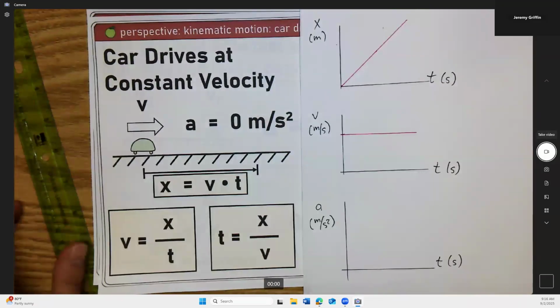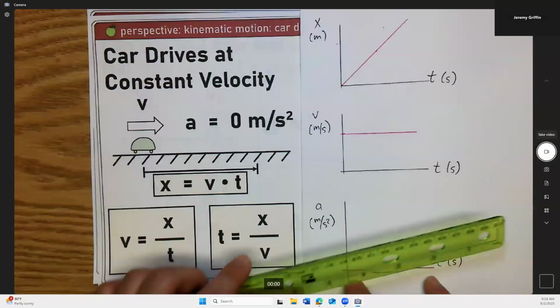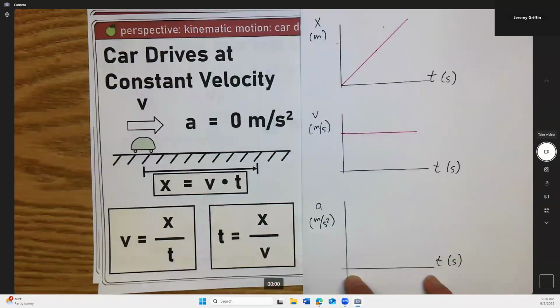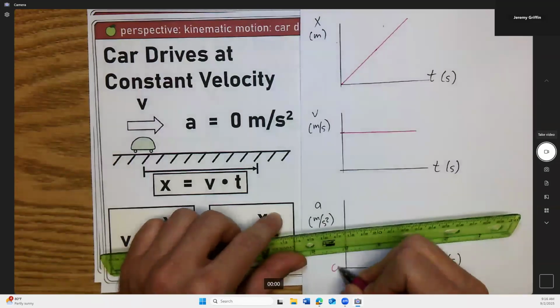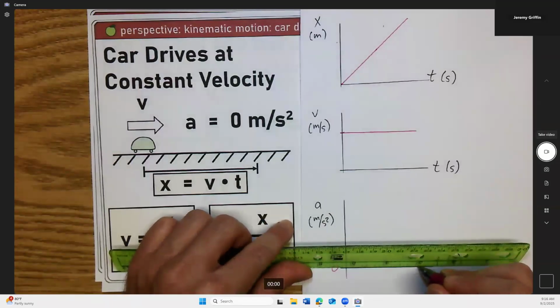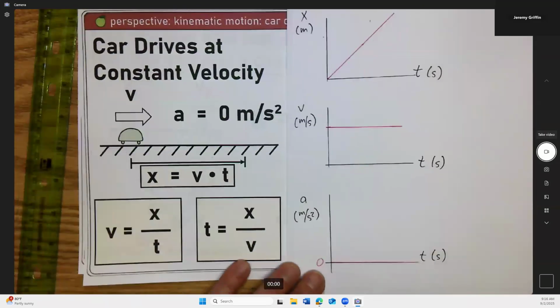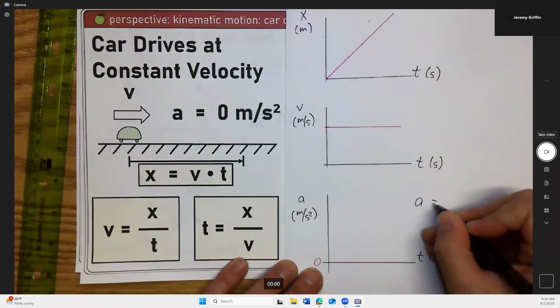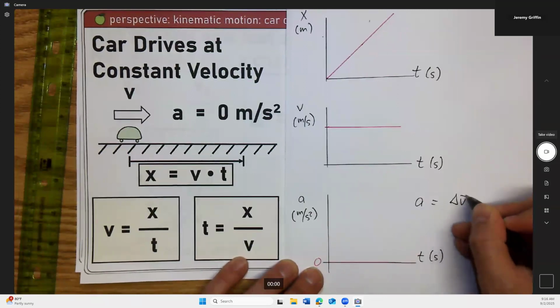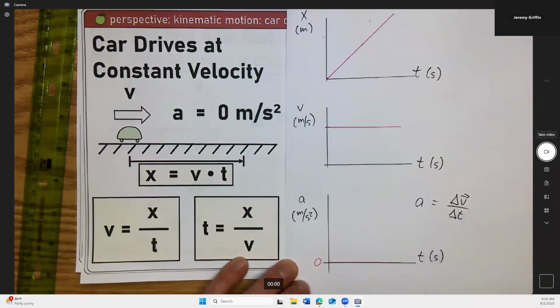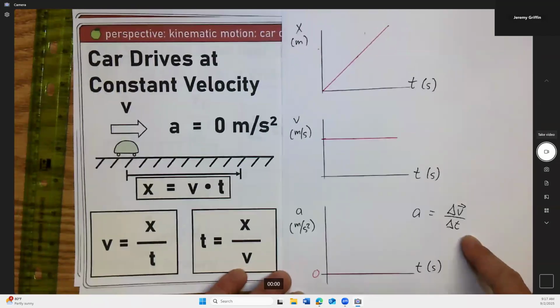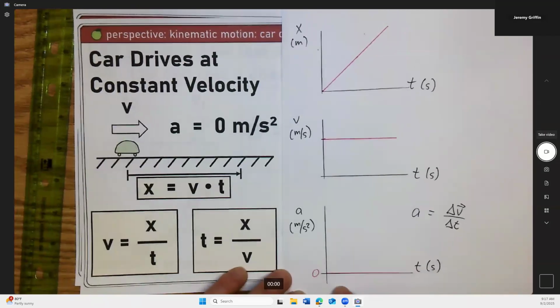And then how about acceleration versus time? What's that look like? Also a straight line. At what value? 0. Yeah, down here at 0. There's no acceleration for constant velocity. Acceleration is the rate of change of velocity. You remember that? Here, I'll spell out the definition of acceleration again: acceleration is change in velocity over a time interval. But there is no change in velocity for constant velocity, right? So it's just 0 acceleration.